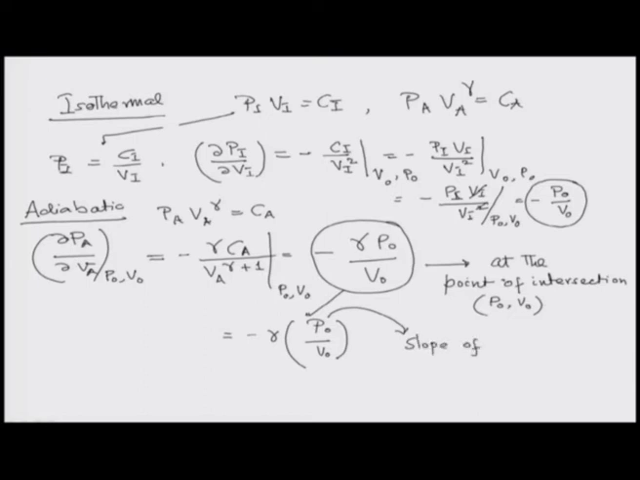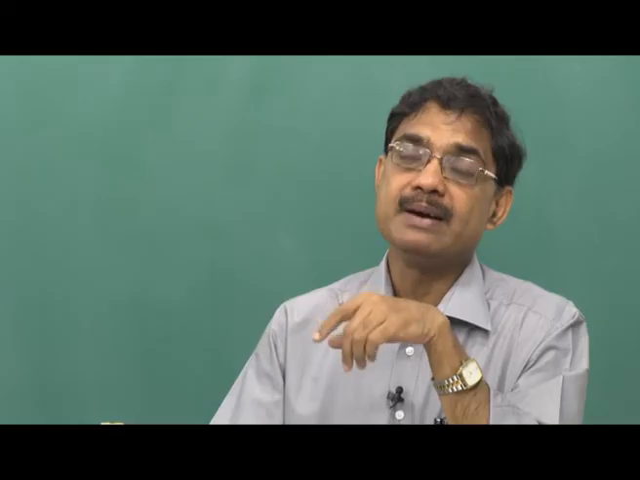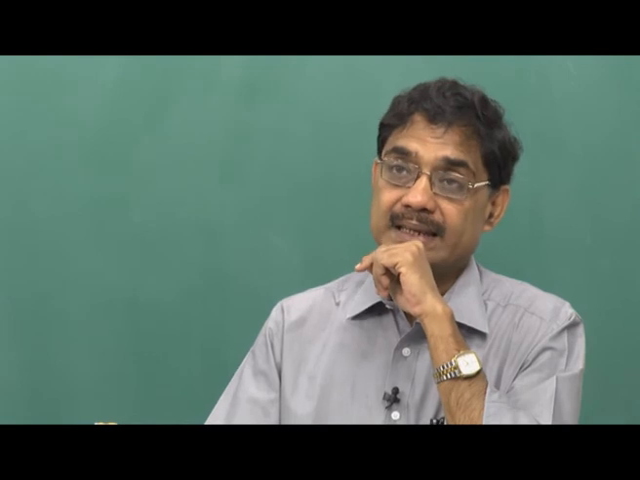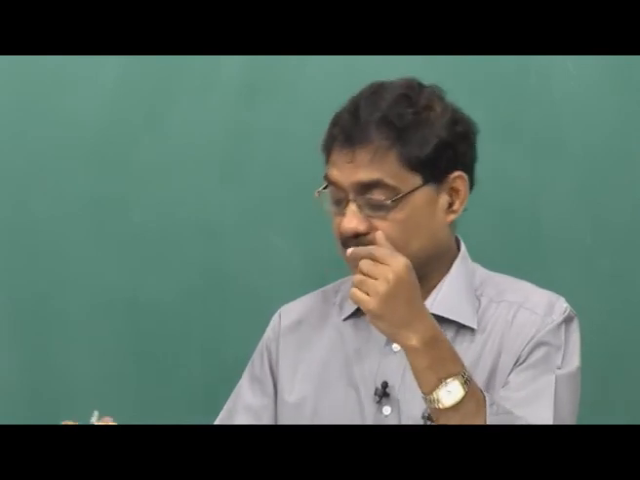of the isothermal. So, this is the question I posed in the last class. I gave you hints also to calculate the slope. The slope of the adiabatic at the point of intersection is gamma times the slope of the isothermal. That is why I am saying that the adiabatic curve is steeper than the isothermal curve.